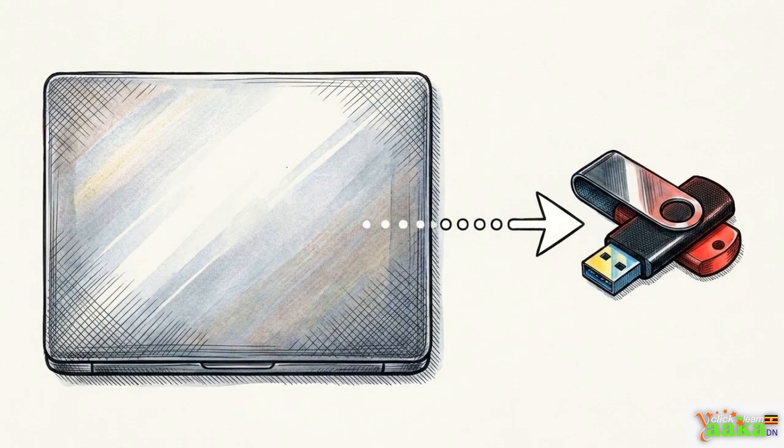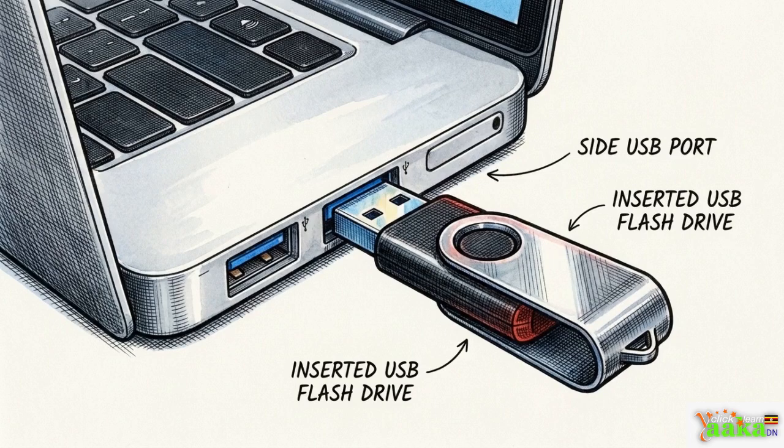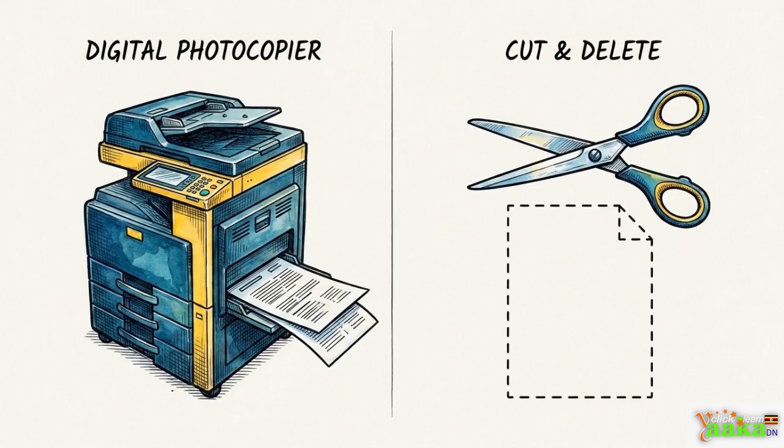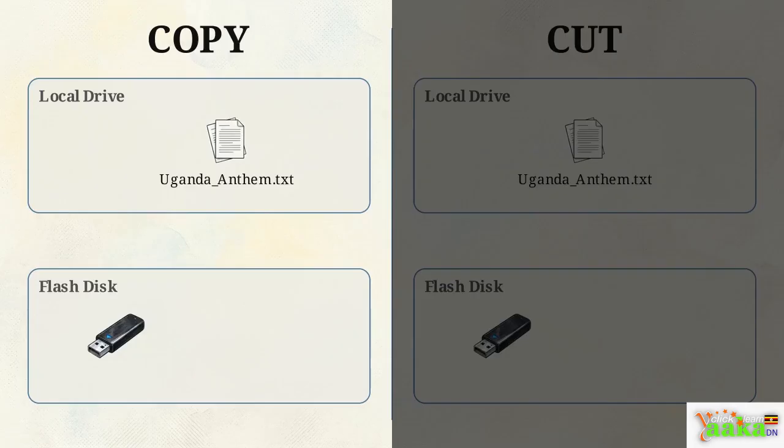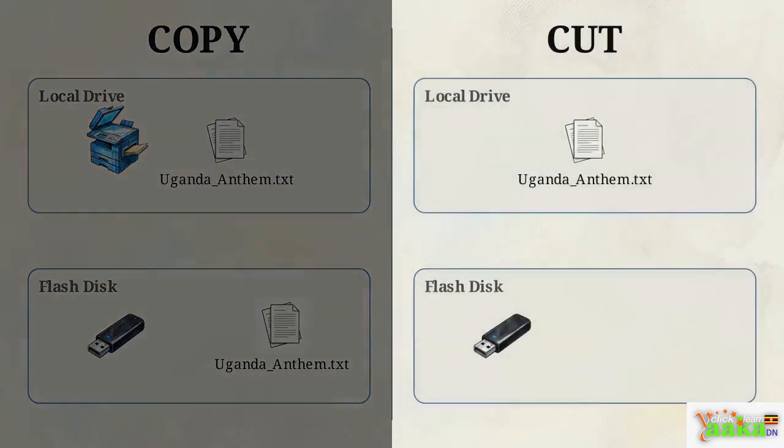Once your folders are ready, you need to transfer your files between different storage devices, like moving a document from your school computer to a portable flash disk. You have two primary command options for this: copy and cut. Look at the left side of this diagram. The copy function works like a digital photocopier. It duplicates the data into a new location, in this case, pasting a copy onto a flash disk, while safely preserving the original text file exactly where it was.